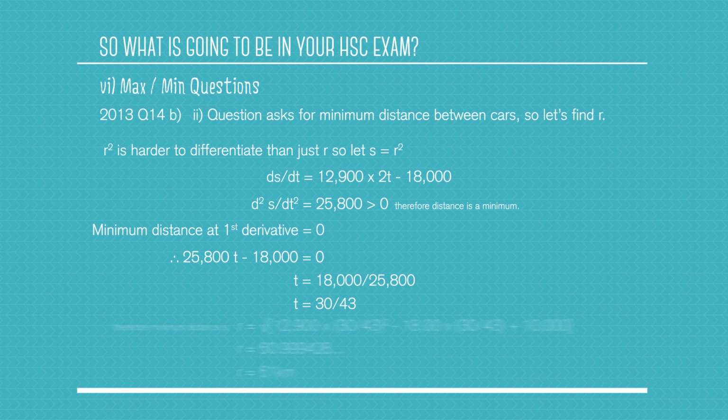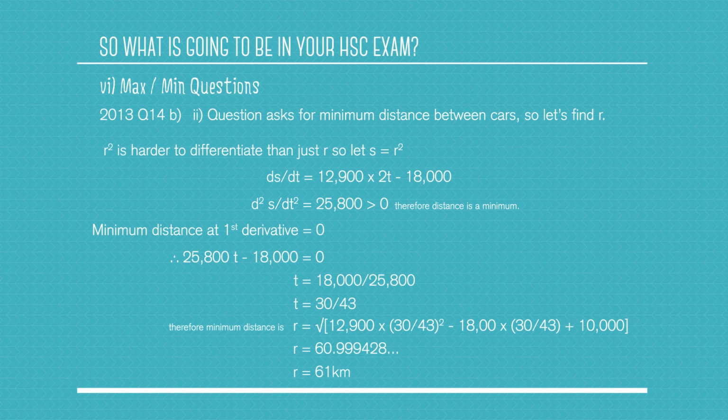Now, don't be afraid of leaving your answer as a fraction. Don't reach for your calculator and try and make it a decimal. Leave it in fraction form, because remember, as markers, we will pay you your answer in fraction form. For this question here, I've got R equals, and I've done the square root because it was the minimum distance I was after. But as a marker, I would pay it at the square root of brackets 12,900 times 30 over 43 squared minus etc, etc.